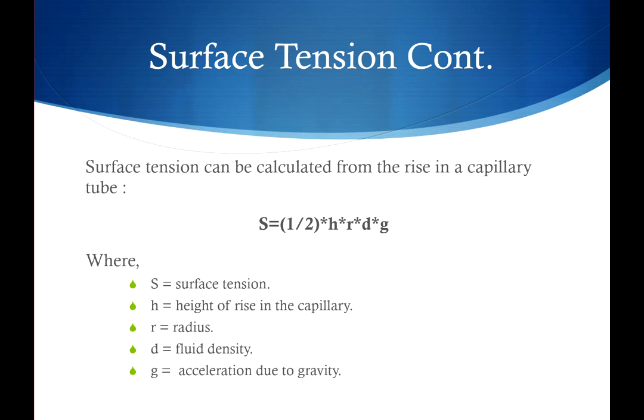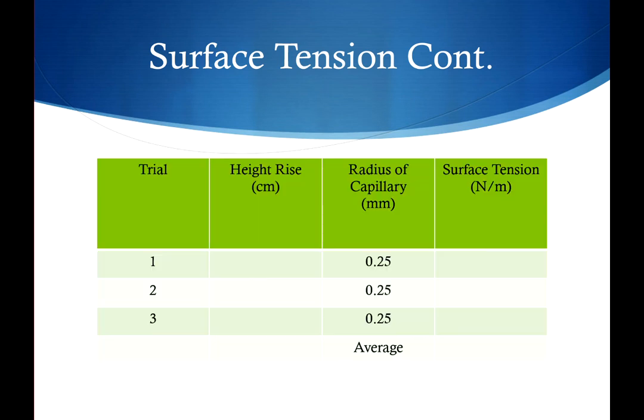And then after getting that distance, the surface tension can be calculated from the rise in a capillary tube. S, the surface tension, equals 0.5 multiplied by the height of rise in the capillary tube, multiplied by the radius of the capillary tube, multiplied by the fluid density, and then multiplied by the acceleration due to gravity.